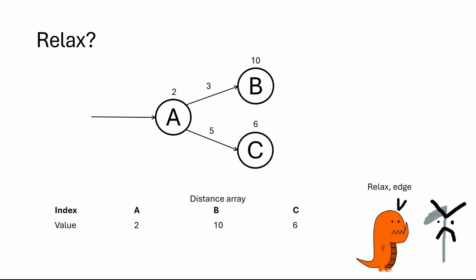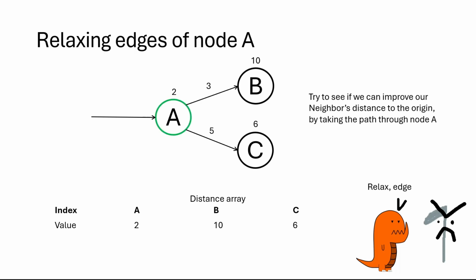Before we look at the algorithm, let's explain a simple term, relaxing an edge. In this example, we have an array where we assigned the smallest known distance to every node. However we did that, by relaxing, we will be trying to improve this array. When we relax an edge, we will check if we can improve the distance to node B or C by taking the path through node A.